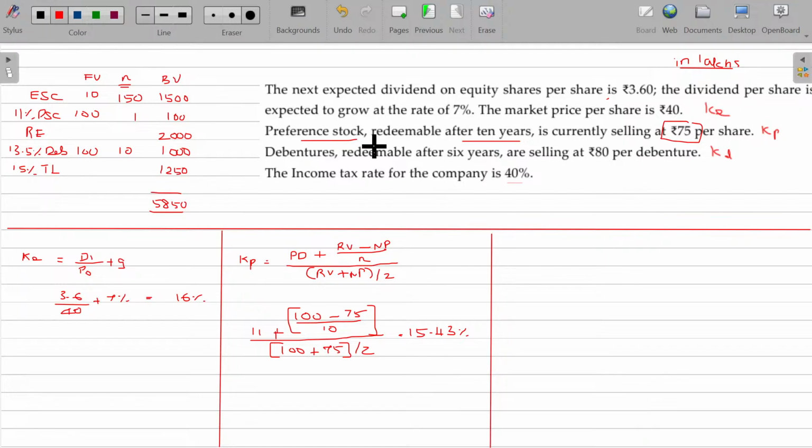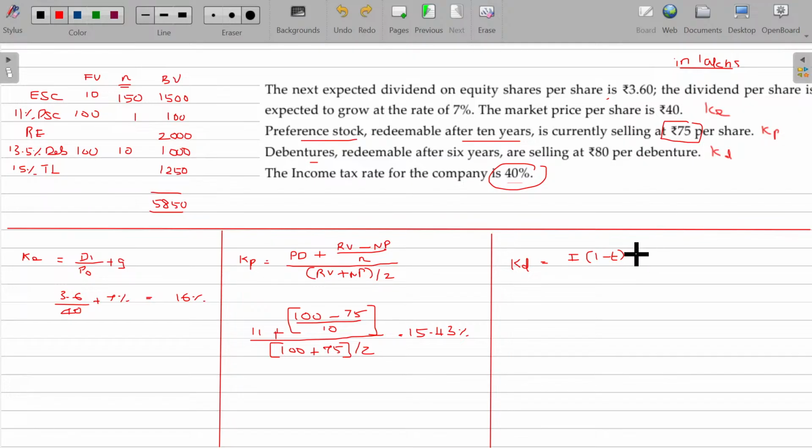Now let's move on to the debenture case. Debenture has tax impact, so we have to consider the tax here. KD is equal to interest into 1 minus T. So two options are there. That 1 minus T can be used immediately after I, or with the complete formula, you can multiply with 1 minus T last. So I use that 1 minus T immediately after I. Okay.